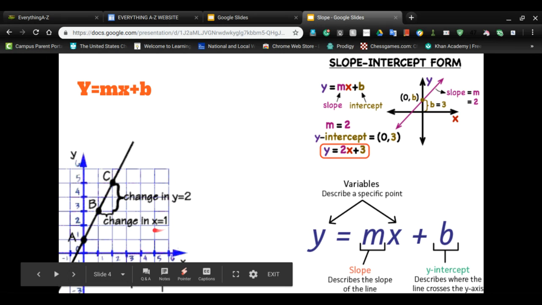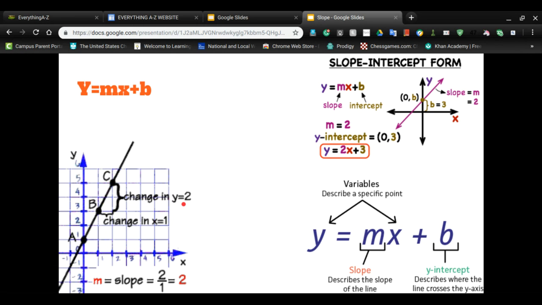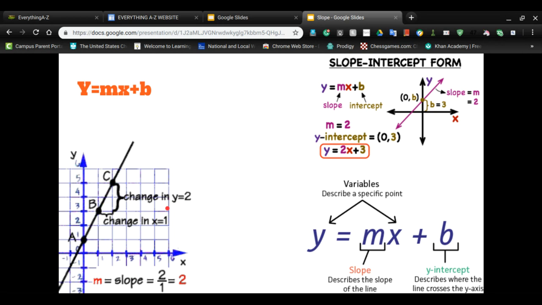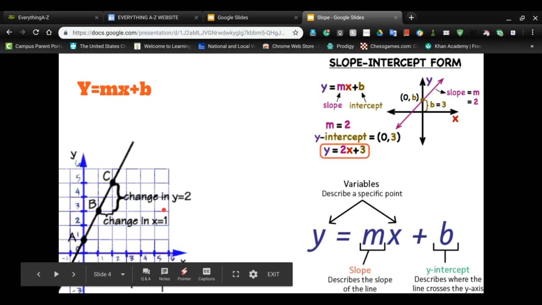In this picture below, the change in x is 1 and the change in y is 2. So that makes the slope the change in y divided by change in x, 2 divided by 1, which equals 2. So that means the slope is 2. But what is the y-intercept? Well, the y-intercept right here is a, and it is on point 1. So that means the y-intercept is 1. So the equation for this picture is going to be y equals 2x plus 1.